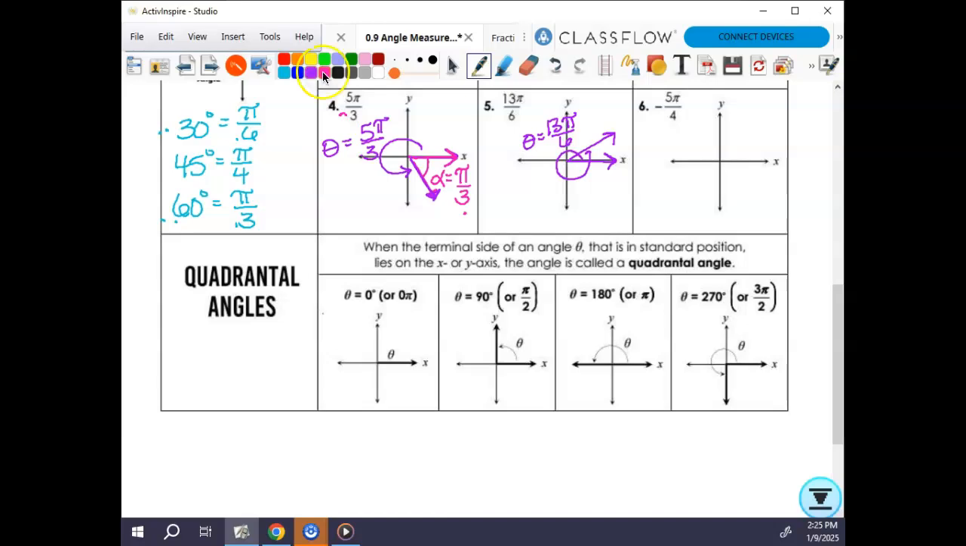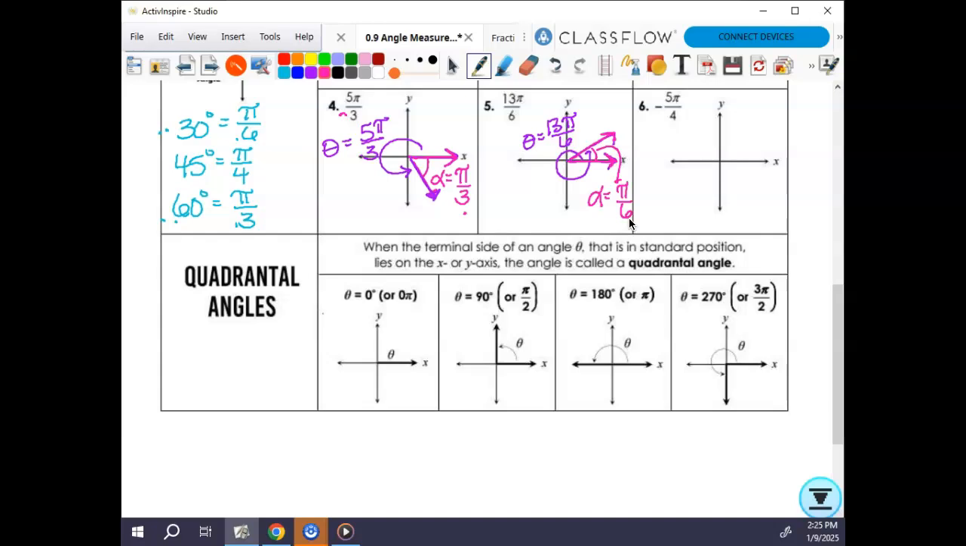All right, so then I need my reference angle. So this here, that's my alpha. And what do you think that is? Pi sixths. We good on that? Ask me a question if you have one.